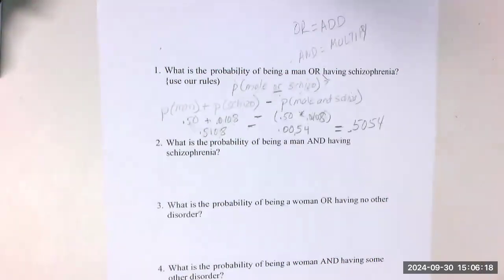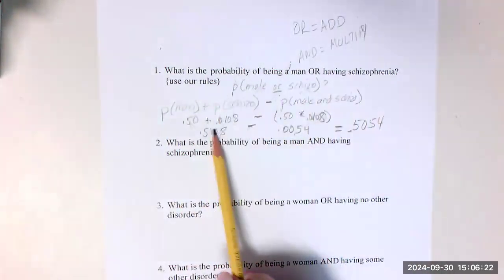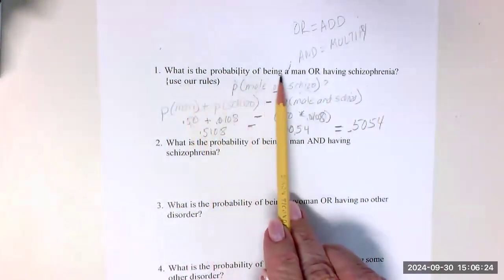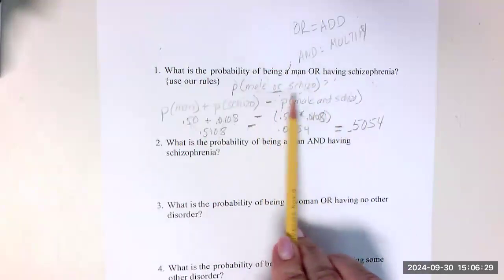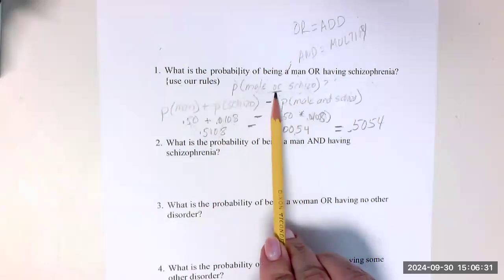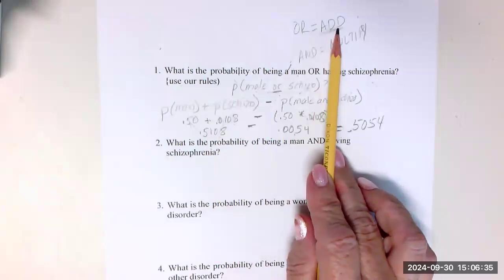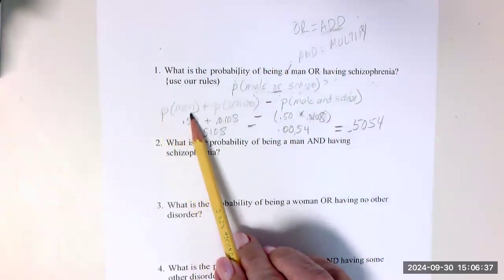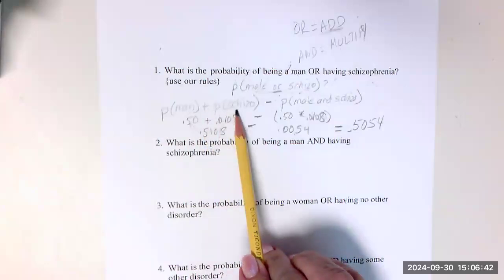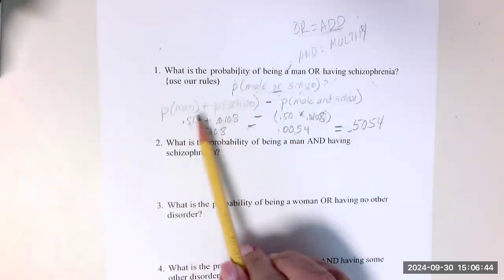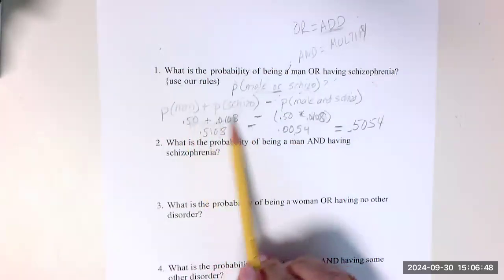Okay, so I just had to kind of redo this. So let me go over it one more time. We're looking at the probability of being male or having schizophrenia. Here's the setup. It's an or. If you see an or, that means use the addition rule. So we've got the probability of being male plus the probability of being schizophrenic. But we have to ask ourselves, can these two things happen at the same time? And we know they can.